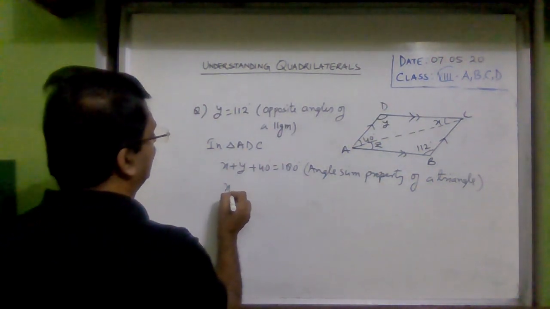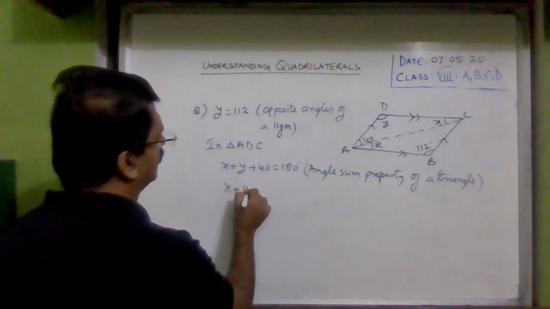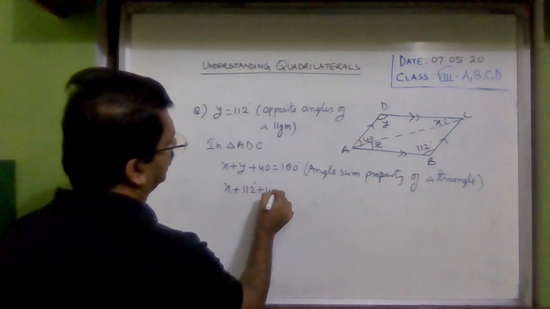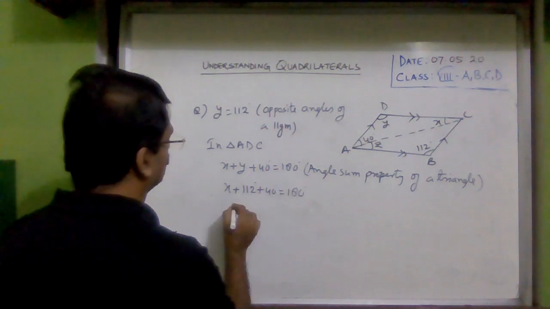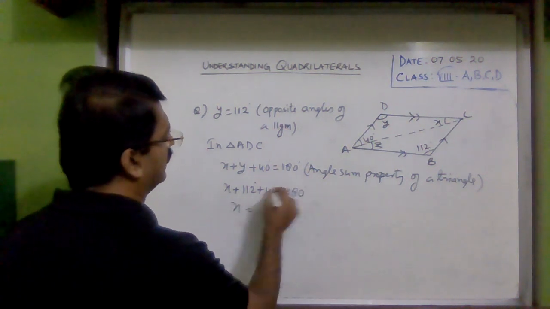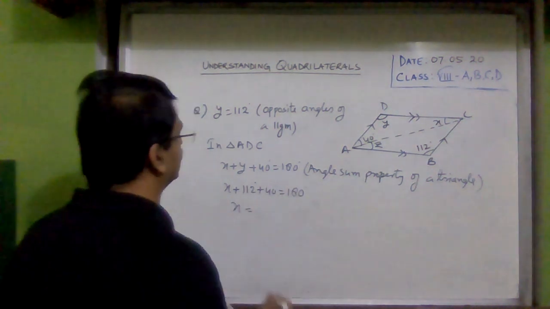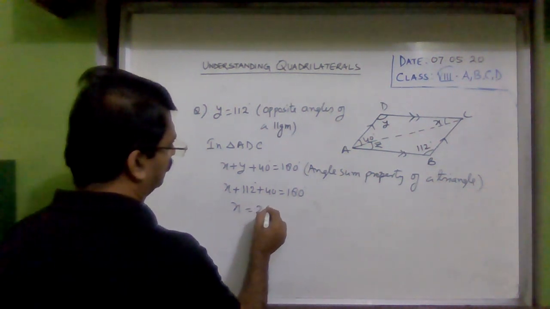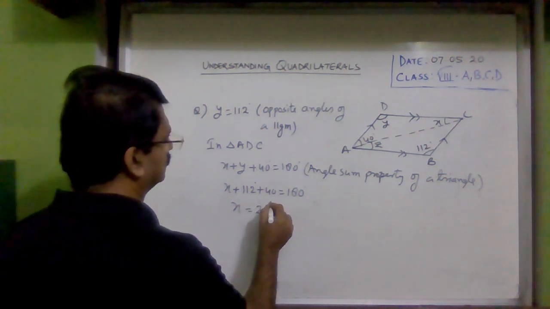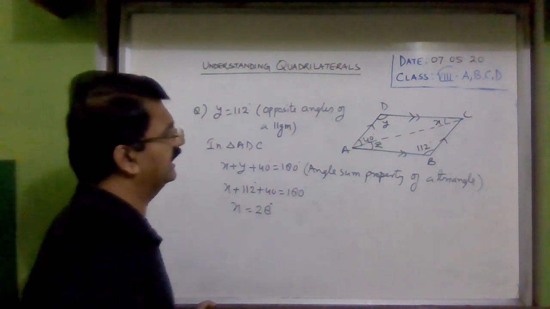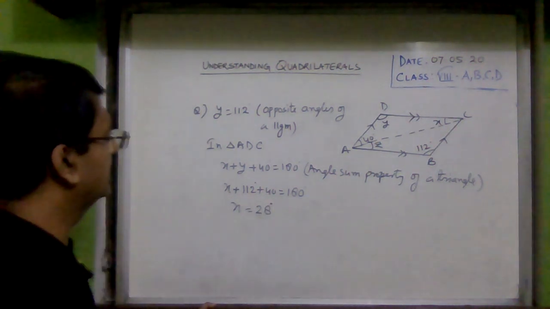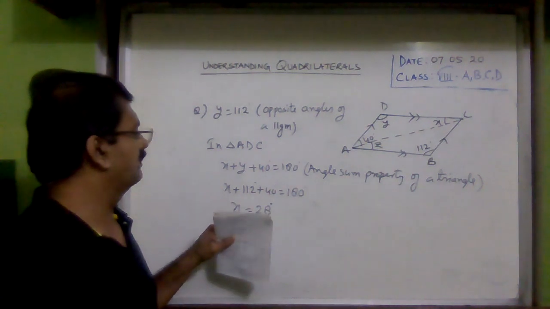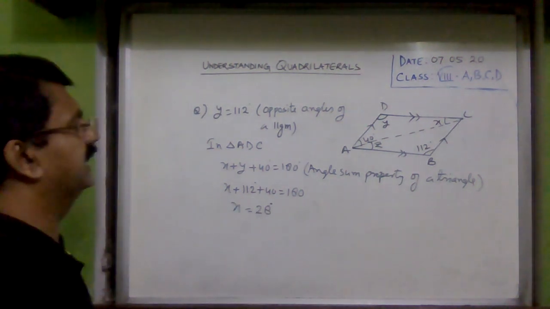Now X plus Y, we have already found 112, plus 40 is equal to 180. So X will be equal to 180 minus 40, which is 140. 140 minus 112 will be 28. So the value of X is 28. Is it clear? The value of X is 28.